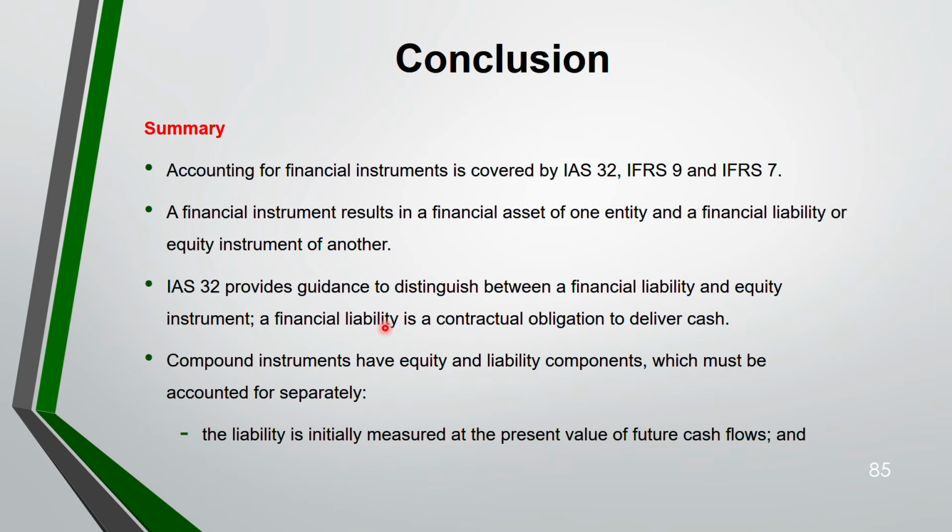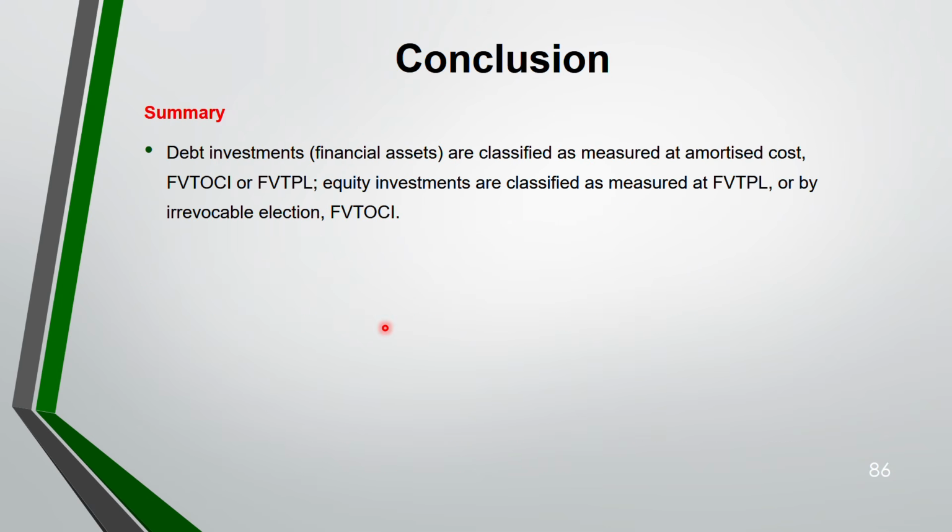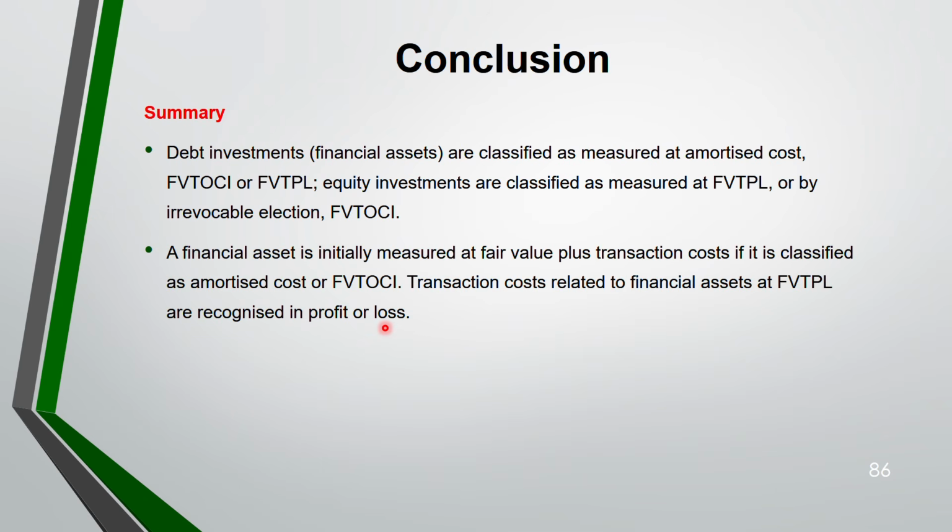The liability you will measure first, at the present value of future cash flows, and the balance is the equity component. Debt investments, that are your financial assets, you can measure at amortized cost, OCI or profit and loss. Equity investments, profit and loss or OCI. Financial assets you measure at fair value plus the transaction cost if classified at amortized cost or OCI. Transaction costs on financial assets at profit and loss will be recognized in profit and loss.